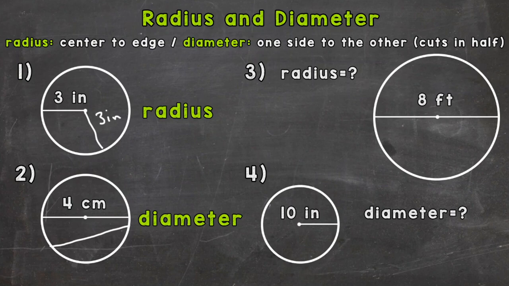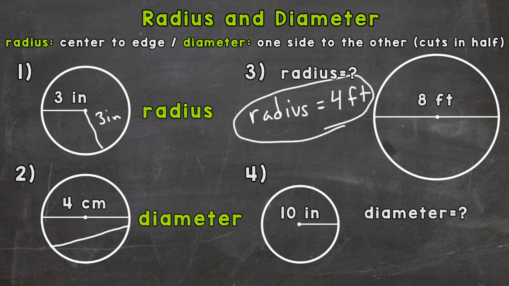So for number 3, we are given a diameter and we need to figure out what the radius is. So just like we mentioned in number 2 there, the diameter is all the way across the circle, and a radius is from the edge to the center point. So the radius is actually exactly half of a diameter. So if you're ever given a diameter and you need the radius, all you need to do is cut the diameter in half. So the radius for number 3 is going to equal 4 feet because it's half of the diameter.